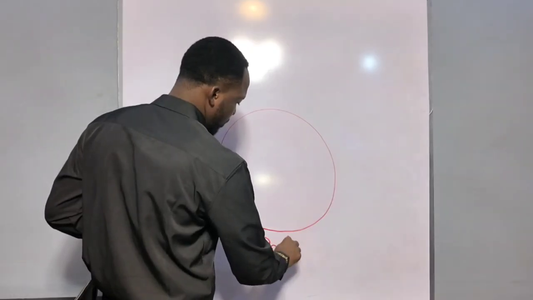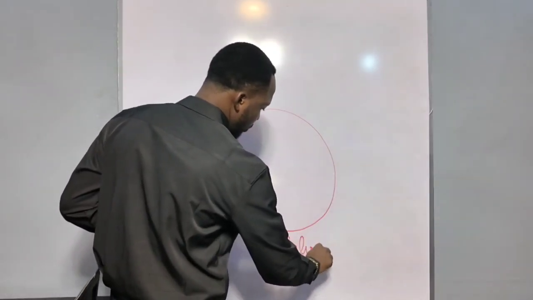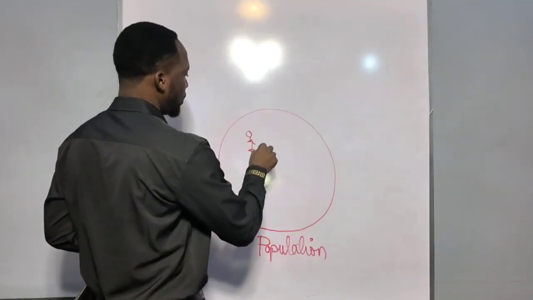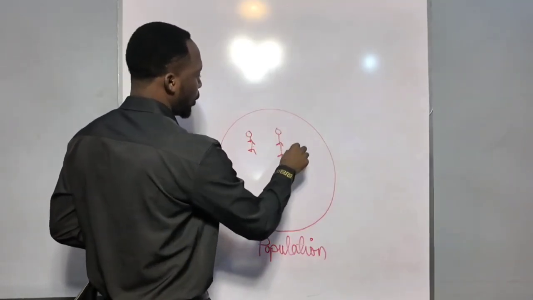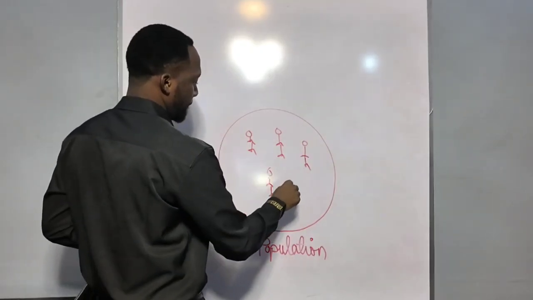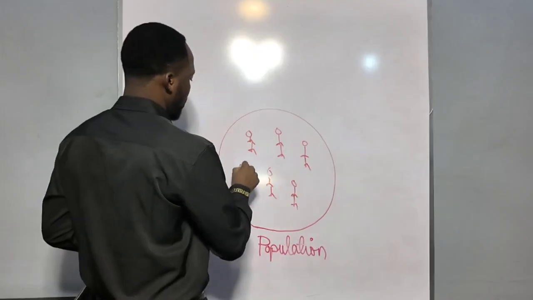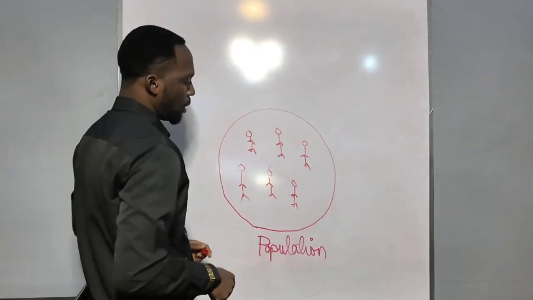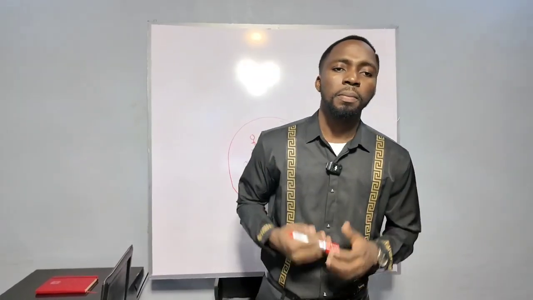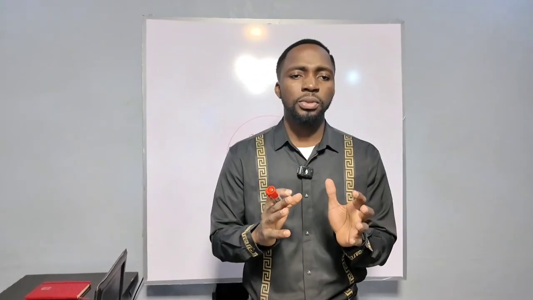Now, let's take this circle I've drawn to be population. And suppose these stick men are human beings. Epidemiology comes from words that have Greek roots. Epi, meaning upon. Damos, meaning people. And logos, meaning study.